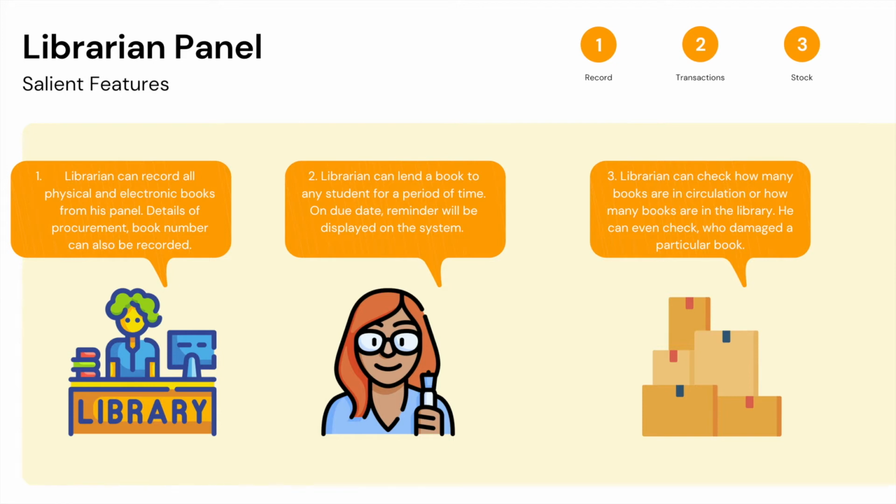Third, the librarian can check how many books are in circulation or how many books are in the library. By logging into his system, he can check any particular book by the name of the book or the publisher or the author, whatever it is. According to a number of parameters, he can apply all the filters and check how many books are with the students or the members. That means how many books are in circulation, and how many books are present in the library. He can even check who damaged a particular book. So this is a very special feature of the software.